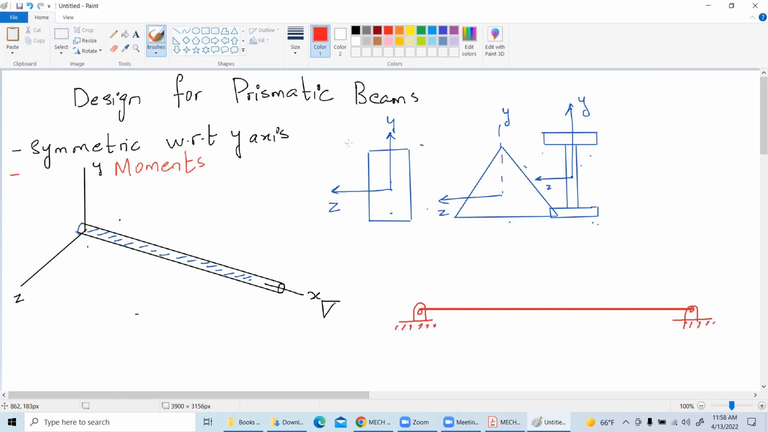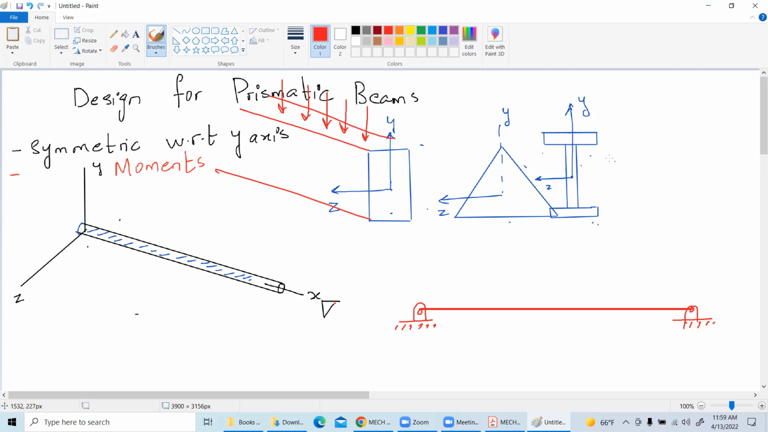Now, the kind of beams we will be talking about, we will say that they are symmetric with respect to the y-axis. So for example, if I have this beam, I will be talking about such a beam that is symmetric about the y-axis. I hope it is clear. So I can talk about this rectangular beam and it is subjected to a load like this. And again, the loading will be going right through the center.